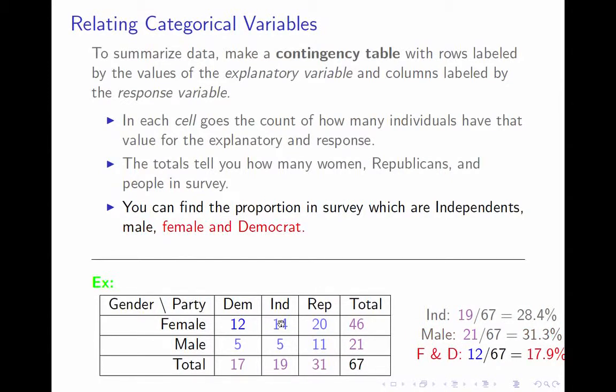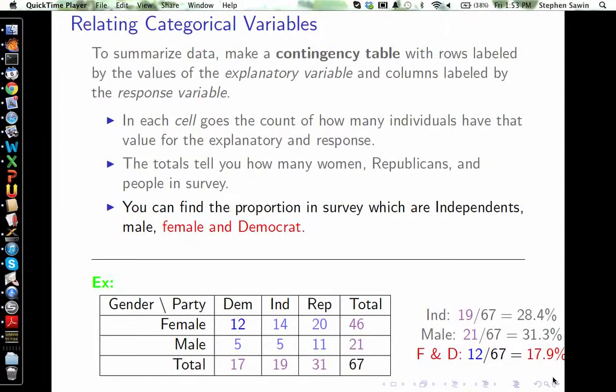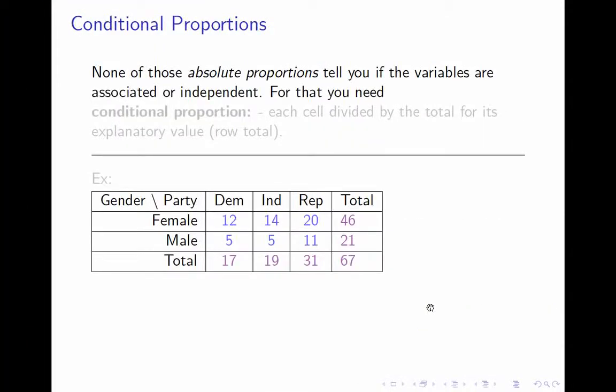And we can also find the proportion of combinations. How many Democratic women were there? There were 12 Democratic women, so dividing by 67, I find that the proportion of Democratic women was 17.9%. Those are called absolute proportions when you divide by the total in the sample. None of those tell you whether the variables are associated. Knowing what percentage of women there are, or even what percentage of women Democrats there are, doesn't tell you if women are more or less likely to be Democrat or Republican or independent.